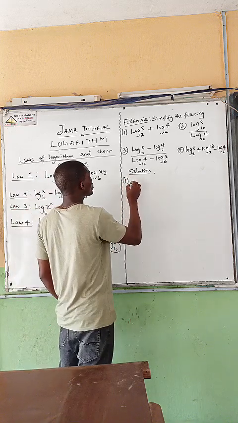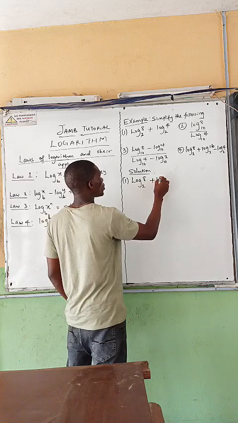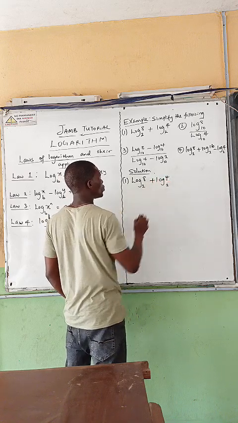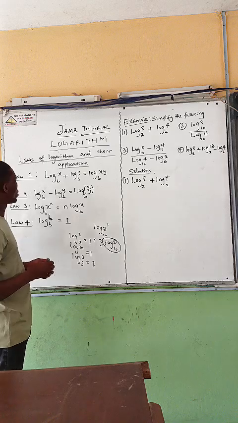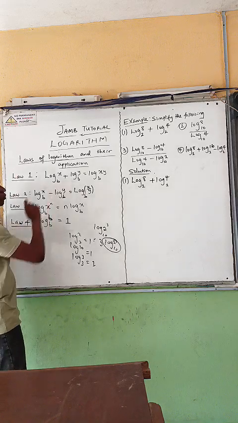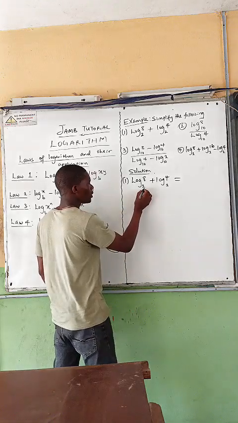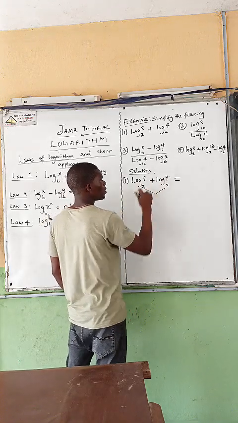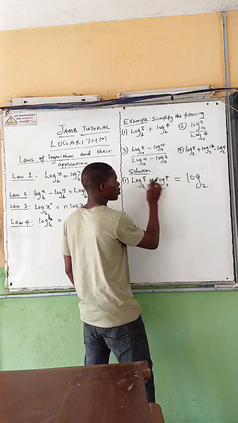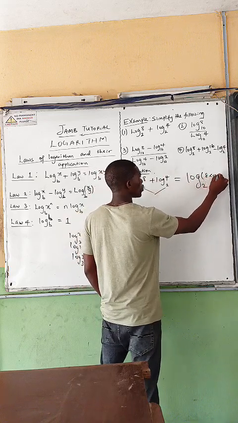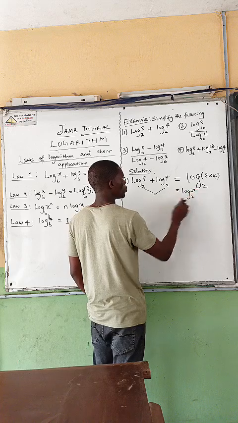So we have the first one, which is log 8 to base 2 plus log 4 to base 2. Which law are we going to apply here? We can apply this law here, right? Since they are the same base 2, we can take the common base, that means log to base 2, then we multiply the numbers, that is 8 times 4. So this equals log 32 to base 2.